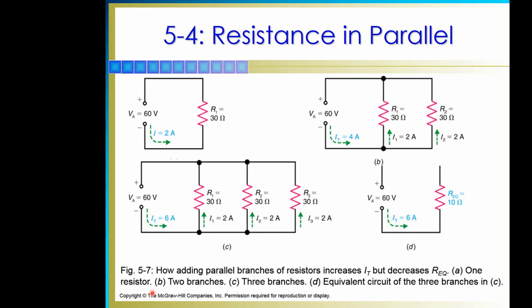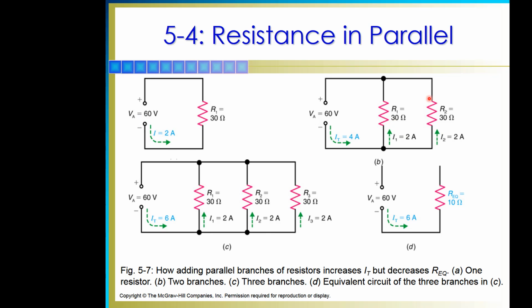This is a question that shows up on tests and quizzes on parallel circuits: what happens when you add resistances in parallel? Well, what happens is the resistance goes down. It doesn't go up because we added a new path for current to flow. You have 60 volts in the first frame here, a 30 ohm resistor. We have 2 amps of current.